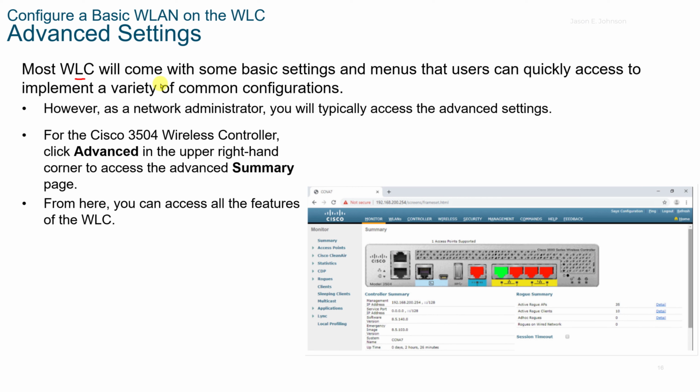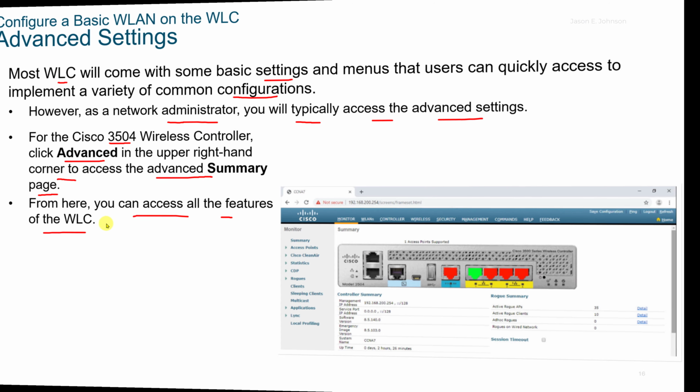Now, most controllers will come with some basic settings and menus that users can quickly access and implement a variety of common configurations. However, as an administrator, you'll typically access the advanced settings. In this example for a 3504 wireless controller, you click Advanced in the upper right-hand summary corner, then go to the Advanced Summary page, and from there you can access all the features of the controller.